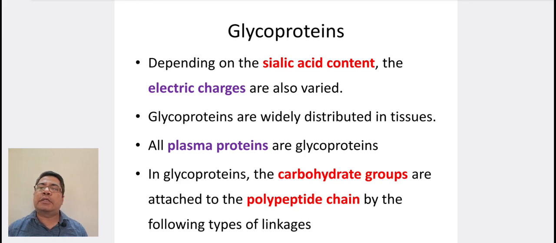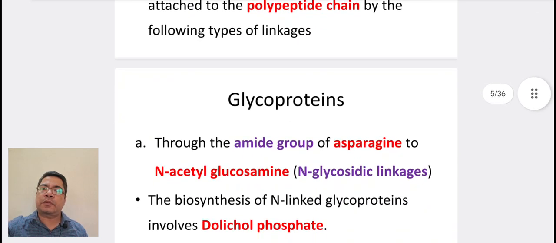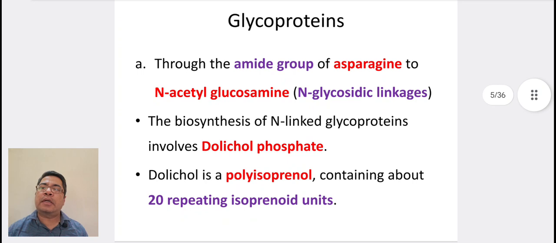Glycoproteins are widely distributed in tissues. All plasma proteins are glycoproteins. In glycoproteins, the carbohydrate groups are attached to the peptide chains by the following types of linkages. Type A linkage is through the amide group of asparagine to N-acetyl glucosamine, that is, N-glycosidic linkages.